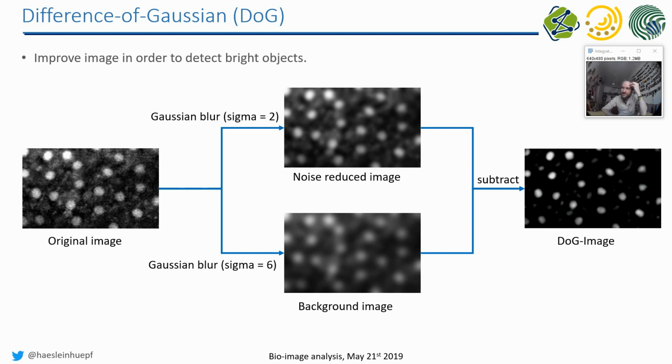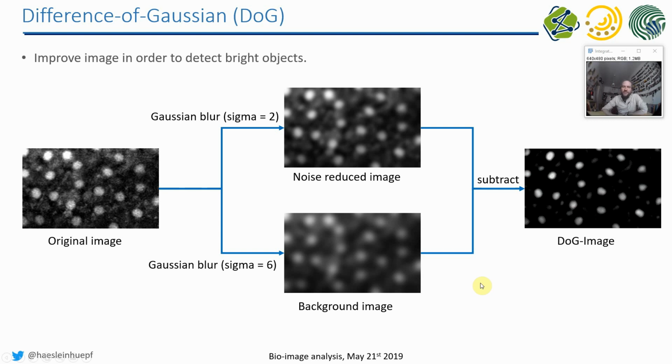If we now subtract the one from the other, we get a so-called difference of Gaussian, a DOG image. When you think about what we are doing here, we apply two filters to one image and then we subtract the one from the other. It's actually something like noise removal and background subtraction in one shot. So this is what the difference of Gaussian does.